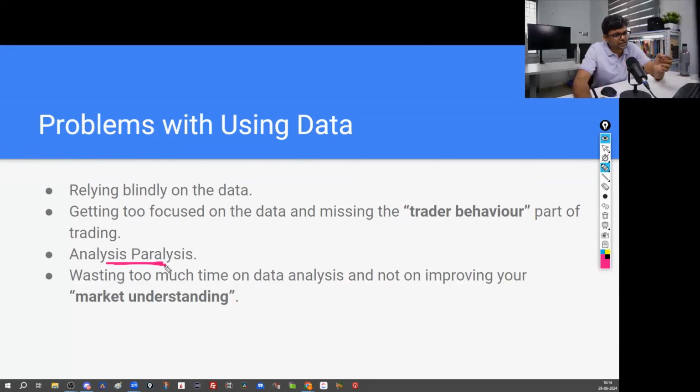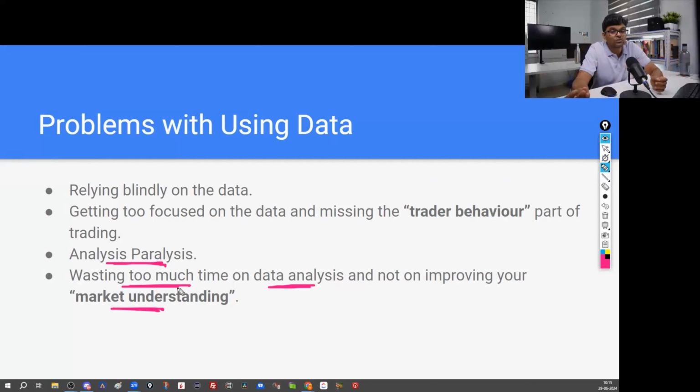Analysis paralysis, again, a classic case of relying too heavily on the data and not really questioning the data that you are tracking, or the kind of information you are taking from that data. Wasting too much time on data analysis and not on improving your market understanding. See, data is going to tell you about yourself, having a certain win rate, a certain profit factor, or different parameters that we are going to track. It's going to tell you about how you're interacting with the market. It tells you nothing about what the market wants to do or is trying to do, or how you can gauge that.